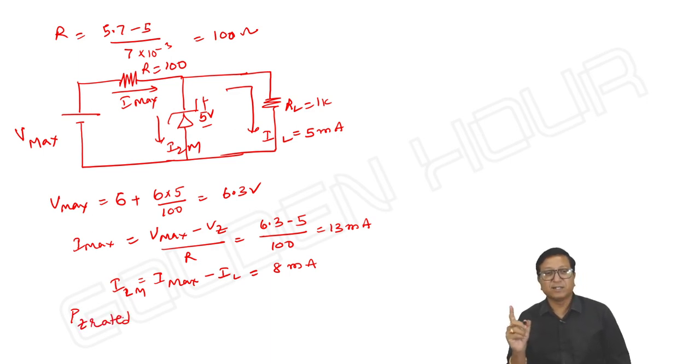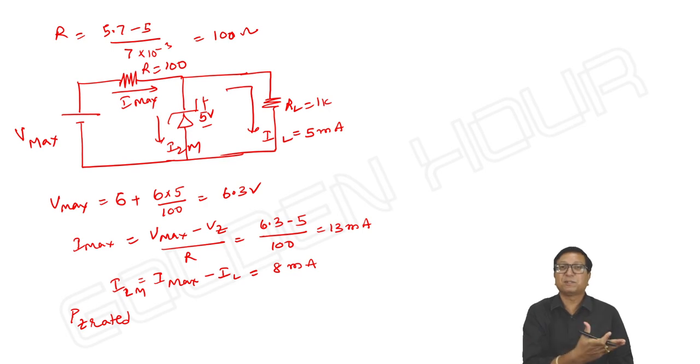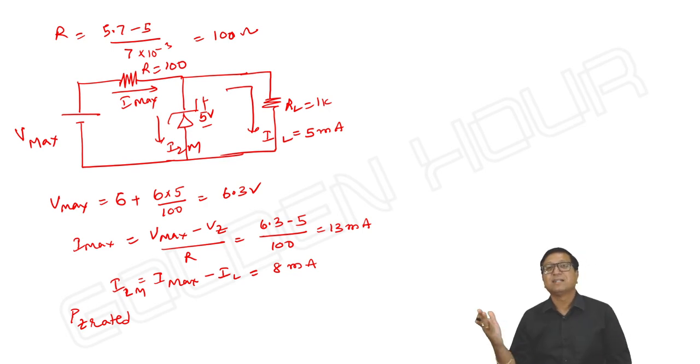See, don't think like minimum power rating means IZ into IZ minimum into VZ. That is absolutely wrong. Minimum power rating is a specification. Maximum allowed power dissipation in the Zener diode should be less than its rated power or minimum power rating of the Zener diode. That's very, very important. Right?